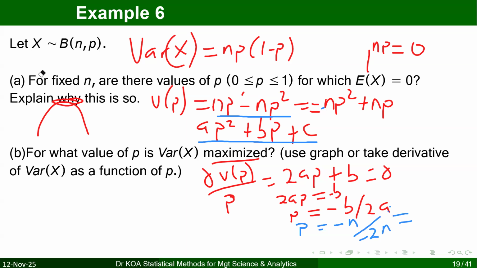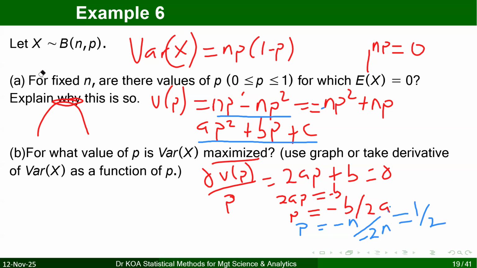Doc, what about 2? Half. Exactly. So this is half. Okay. So what does this mean? This means that at this point, that is when the variance is maximized. So this means that the variance is maximized at this very point.